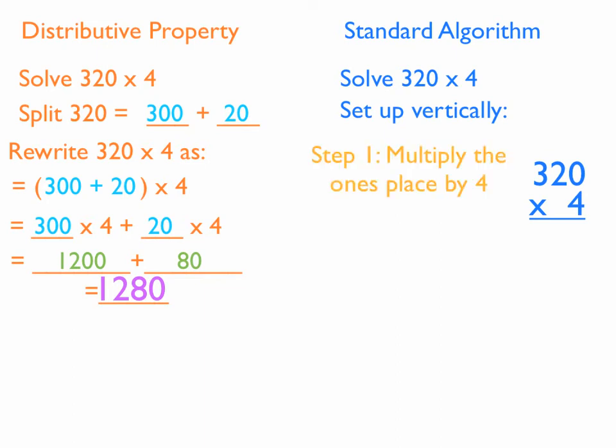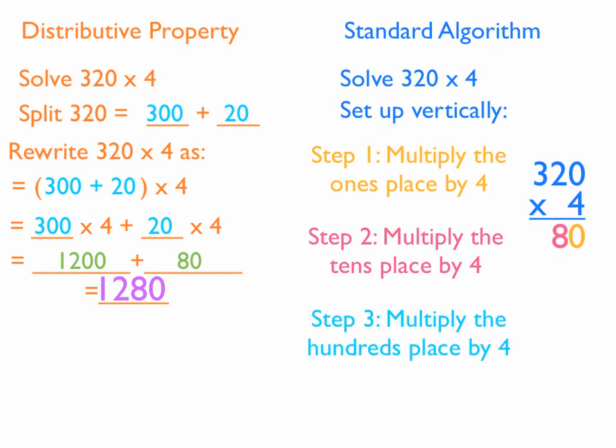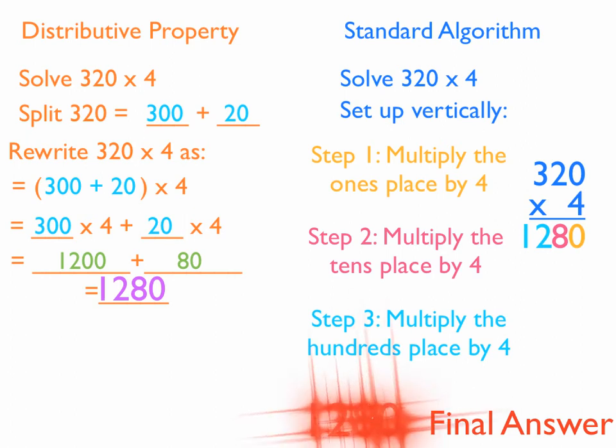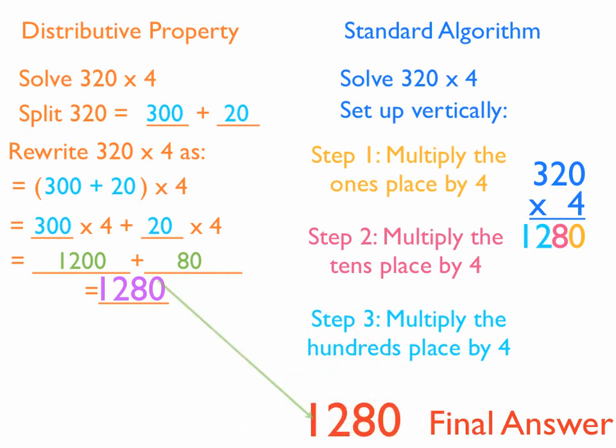So step 1, again, is multiply the ones place by 4. So in this case, 0 times 4 is just 0. Step 2 is to multiply the tens place by 4. So it's going to be 2, which is in the tens place, times 4. 2 times 4 is equal to 8. Step 3, because we have a hundreds place in this case, multiply the hundreds place by 4. So it's going to be 3 times 4, which gives me 12. So my final answer is 1280, and both methods, as you can see here, give you that answer.